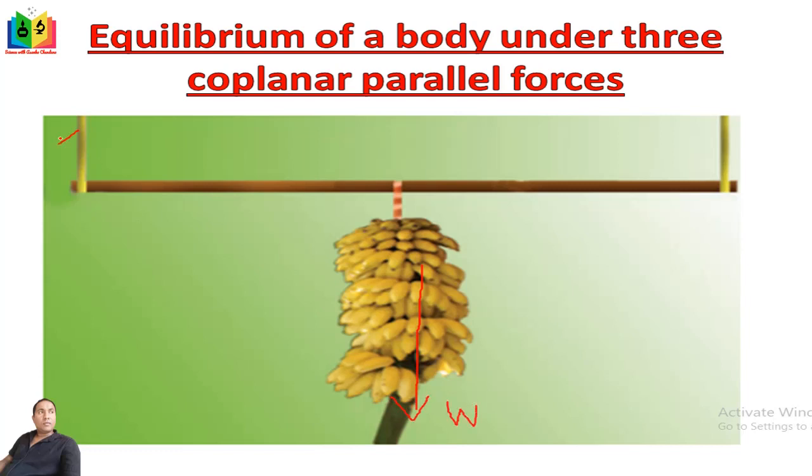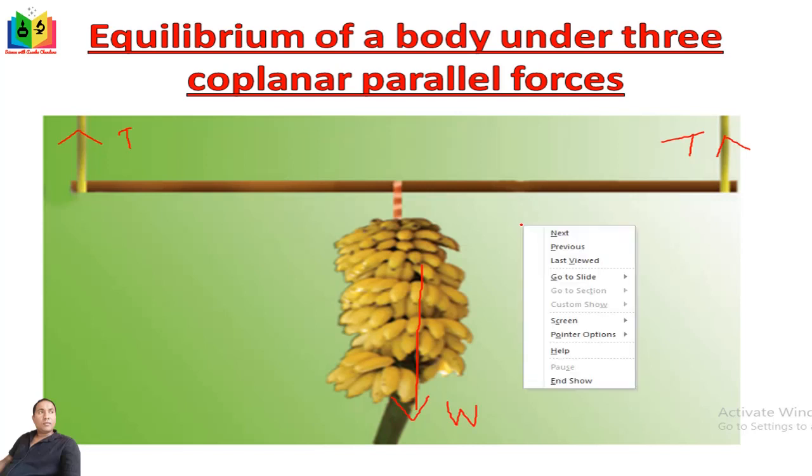Here is the tension, upward, right? Those are the three forces acting on this object. What are the conditions that should be satisfied for equilibrium of this object under these three forces? Right, okay. Then we will go to our next picture. Let's go to our next diagram.